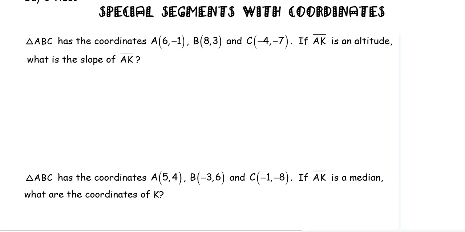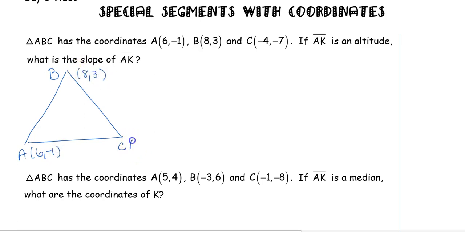So what I want to do is I want to clarify what this is going to look like. So I start by drawing my triangle. If I don't have a picture, I draw a picture. So I've got triangle A, B, C. A is at 6, -1. B is at 8, 3. And C is at -4, -7.